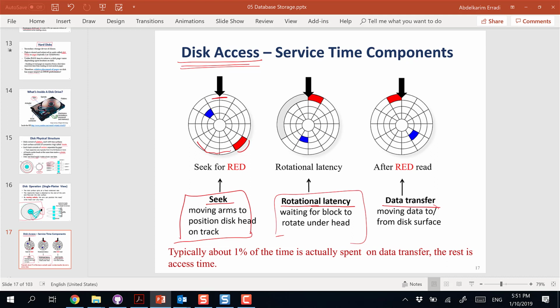This will depend on the bandwidth of the hard disk. So in the specification of the hard disk, it will tell you how many megabytes it can transfer per second from disk to memory and vice versa. So this is what I mean.